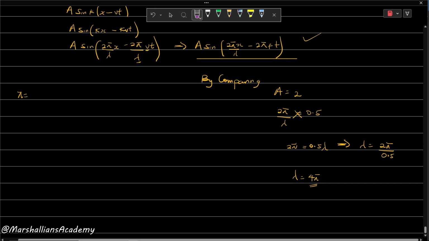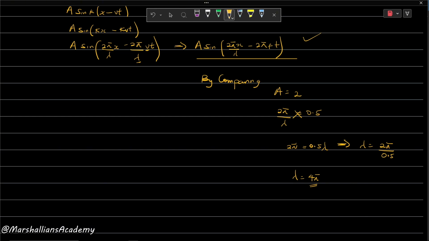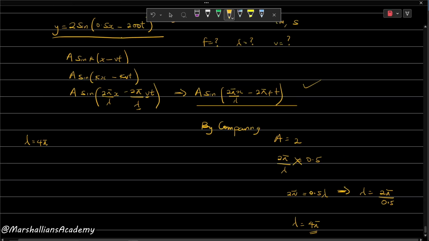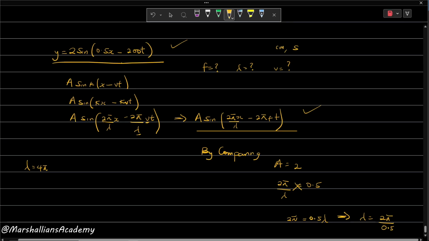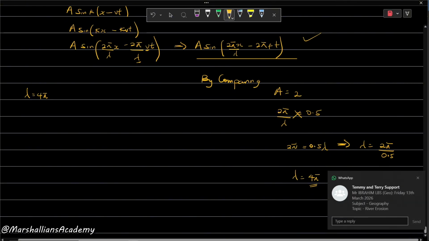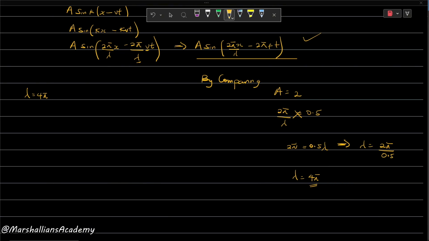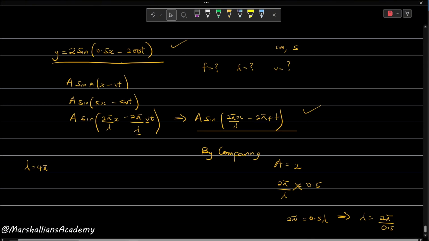All together. In case you did not understand, take it little by little. So by comparing, a was equal to 2. 2 pi over lambda was equal to 0.5. So we cross multiply. I'm going to be having 0.5 lambda is equal to 2 pi. Then divide both sides by 0.5 for lambda to stay alone. Very, very good. So therefore, lambda is going to be equal to 4 pi. That is gotten out. What does it ask us to find?